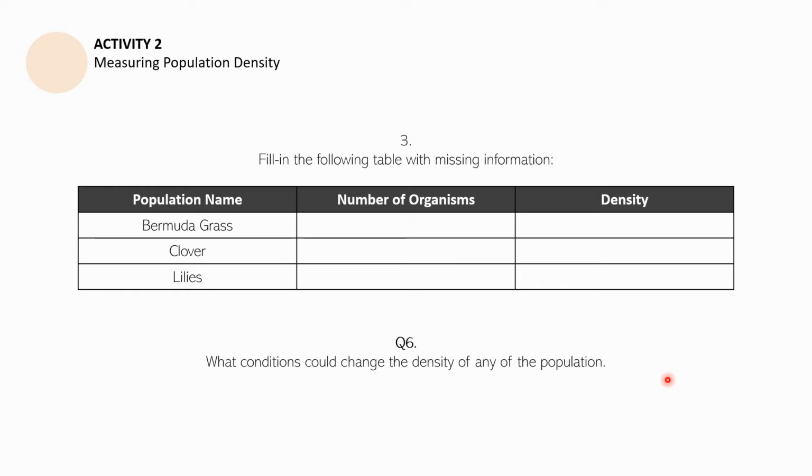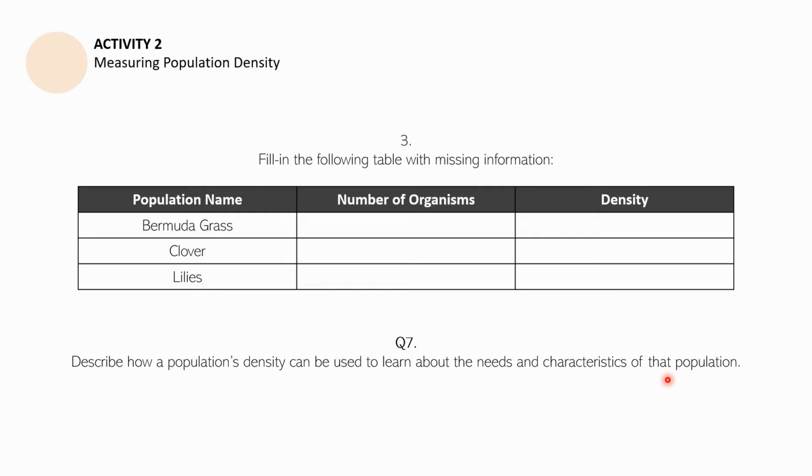Question number 6. What conditions could change the density of any population? So we're talking about weather, perhaps, or availability of food. You may consider those too. If you want to have more time, pause this video. If you have decided to continue, let's proceed with the last question.